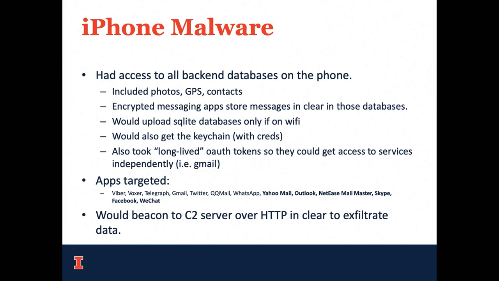The iPhone malware had access to all the back-end databases on the phone, right? So some of the typical things that you would expect, it had access to the contacts, it had access to photos, it had access to the GPS. The other interesting anecdote is that often when we think about encrypted messaging apps, we think that they're just encrypted at all places. The reality is that in the SQLite databases on the device, these messages are available in clear text, which theoretically, in a general case, isn't that much of a risk, because if I don't lose my phone and I don't unlock my phone, then somebody can't get access to the underlying SQLite databases.